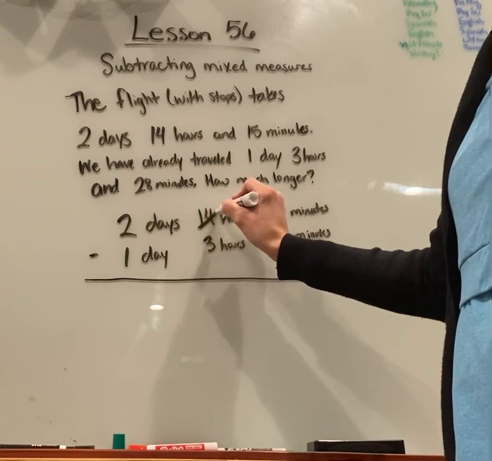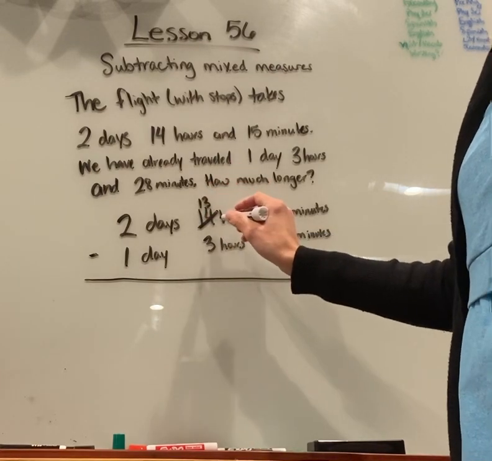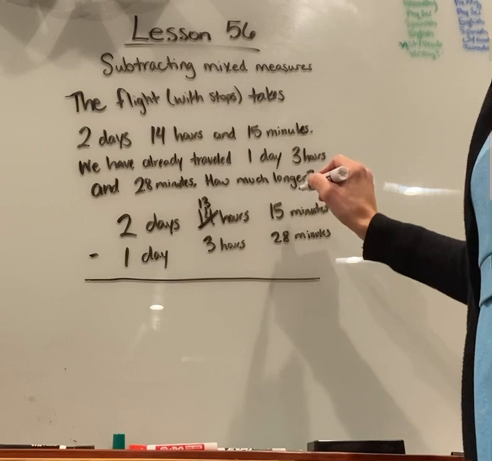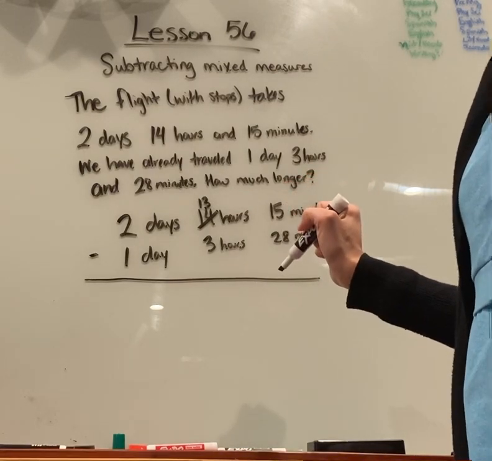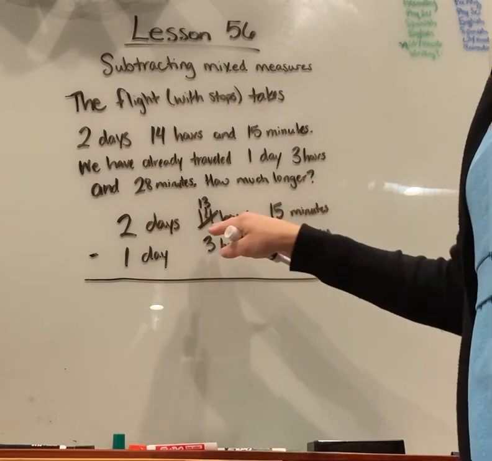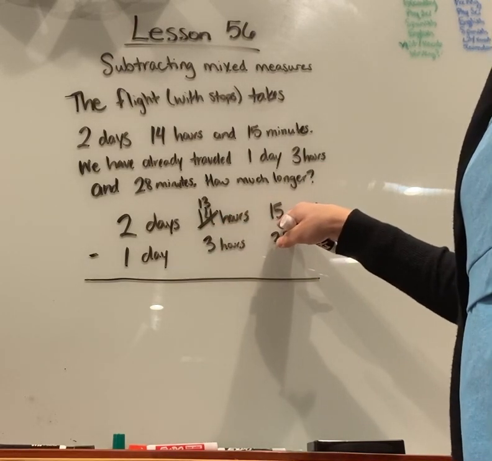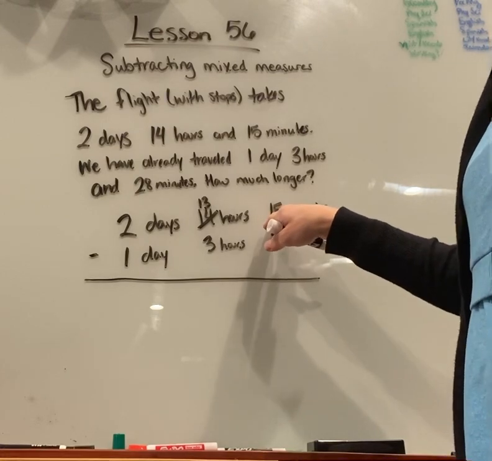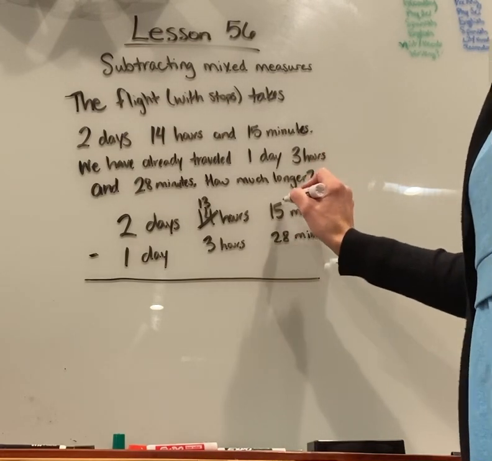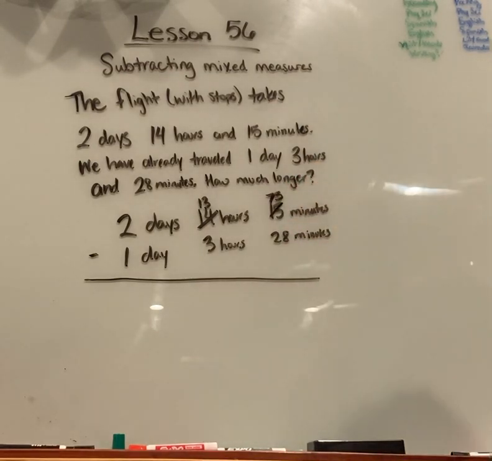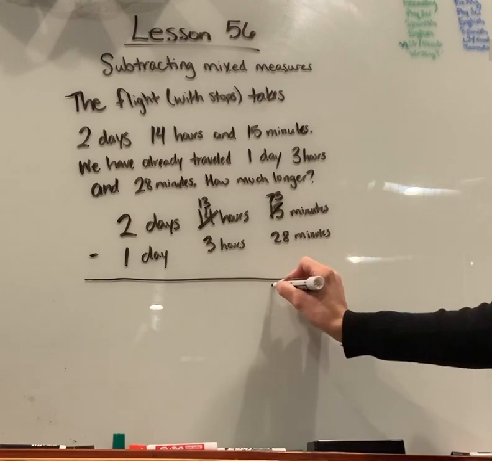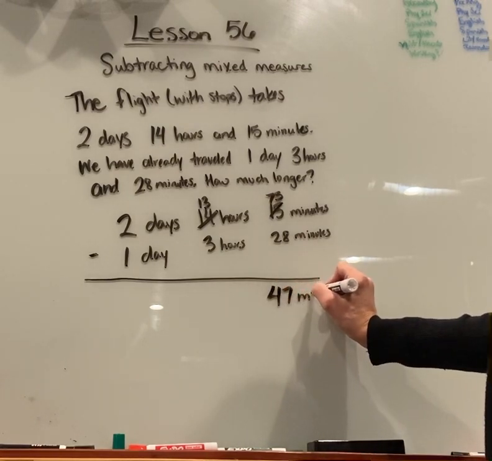If I take 1 hour away, I have 13 hours left. If I add an hour to our minutes column, how much am I adding? I'm not just going to put a 1 like we normally do because that's adding a 10. I have to add 60 minutes. So 60 minutes plus the 15 minutes that I already have makes the minutes 75. Now I can take 28 away from 75, and I get 47 minutes.